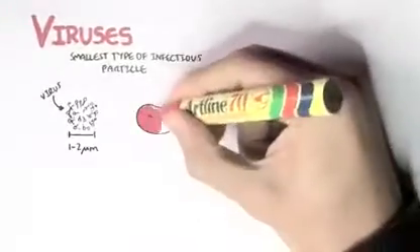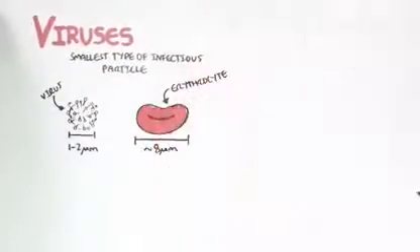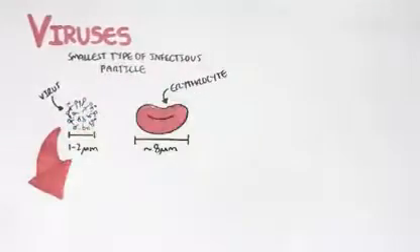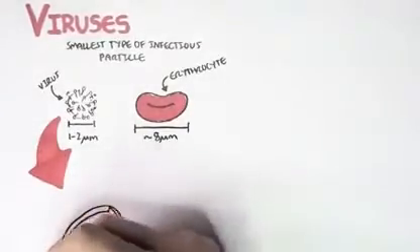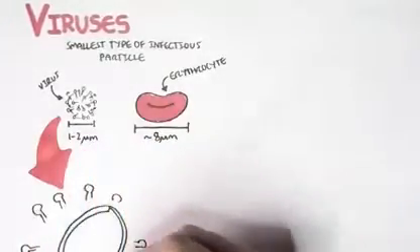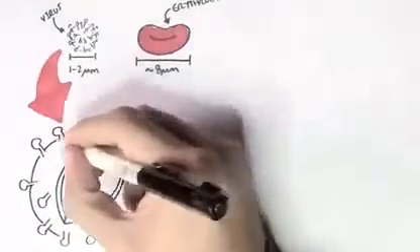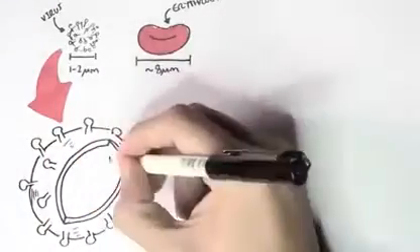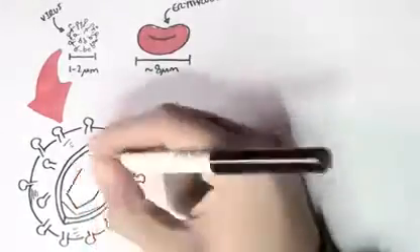An erythrocyte, our red blood cell, is about 8 micrometers in diameter, which is about 100 times the size of a virus. So this gives you an idea of how small a virus can be. The structure of a virus differs between different types of viruses, but here we're just looking at a typical structure of a virus, you can say.